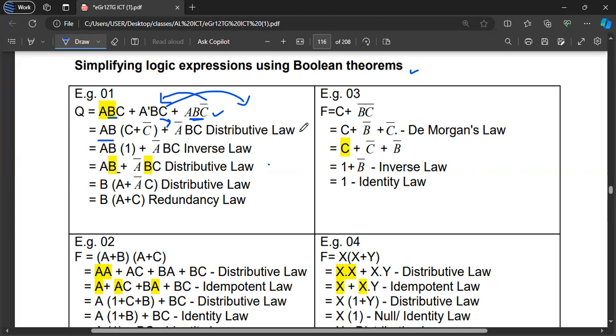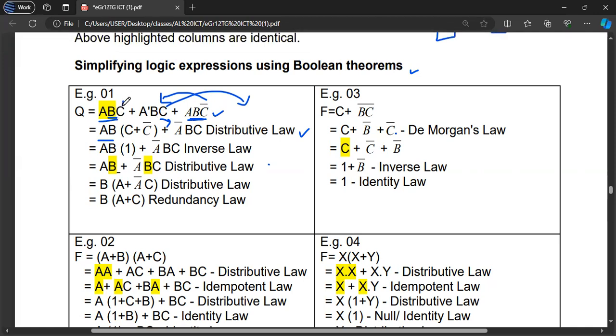So what is the law? Distributive law. So simply what did I do? Here you have AB, and here also you have AB common. So I took the common out. So C and C bar will remain, right? Then plus A bar BC. This is the distributive law.